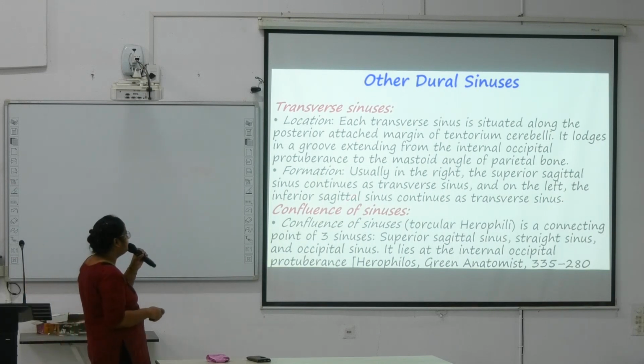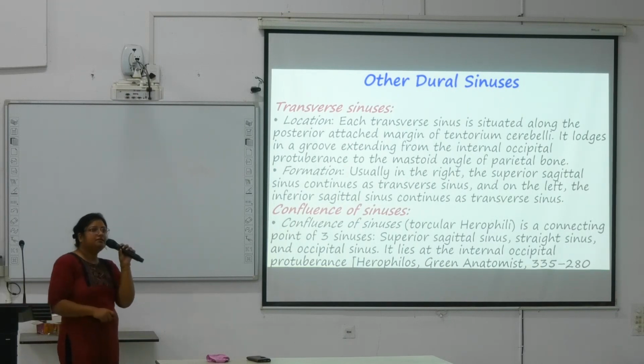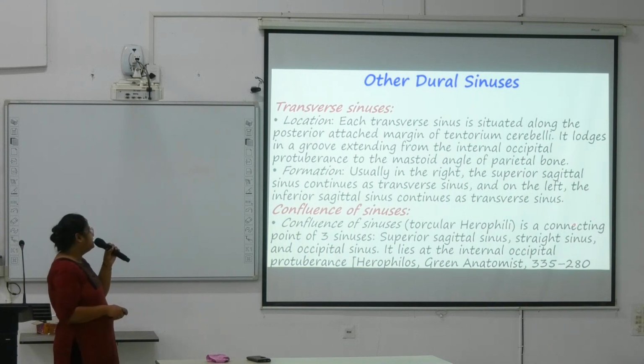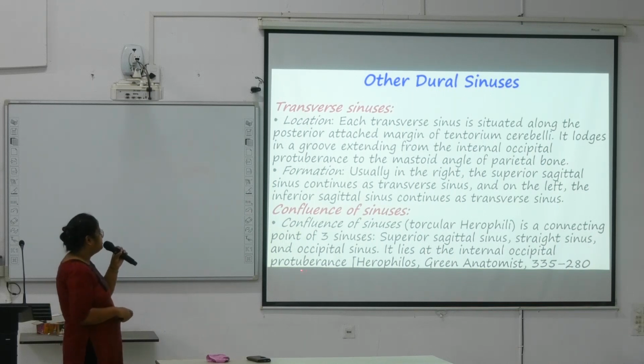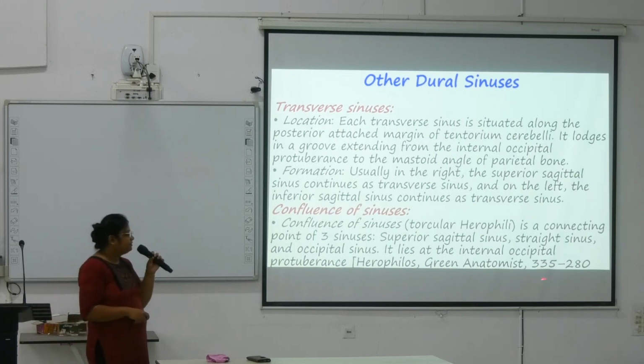Confluence of sinuses, what is this? This is very frequently asked in your exam. What is confluence of sinuses? Confluence of sinuses is also known as torcular Herophili. It is the connecting point of sinuses, the superior sagittal sinus, straight sinus, and occipital sinus, and it lies at the internal occipital protuberance. It is named after Herophilus, who was a Greek anatomist.